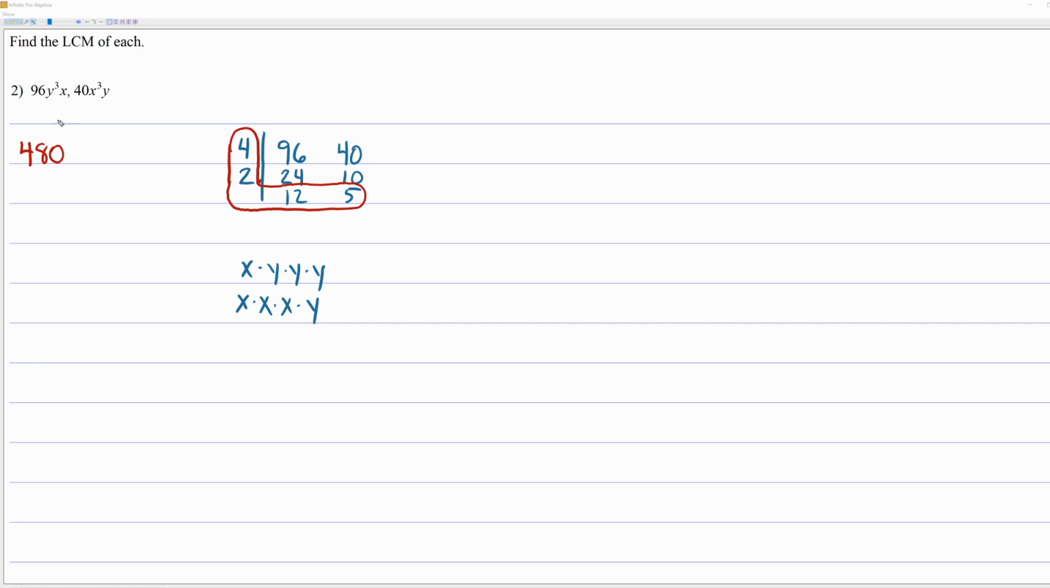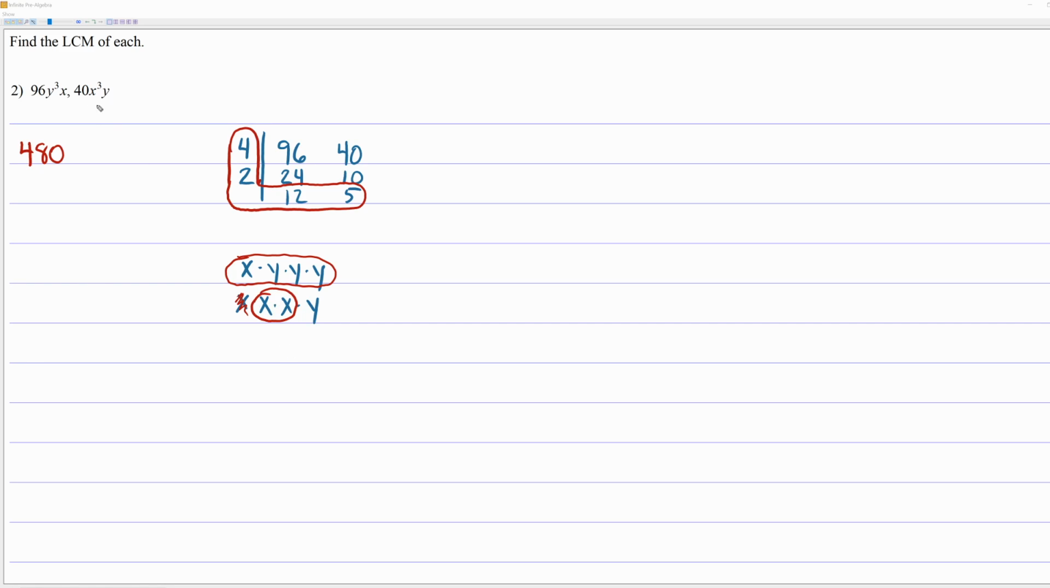So if you want to build a multiple of this first monomial, you need all of these factors, because if you're missing one of these factors, you're not going to be a multiple of 96 y cubed x. You need 3 copies of y and you need an x, so you can't lose any of these, so we need all of these. Well, if you also want to be a multiple of 40x cubed y, you need 3 x's, but you already have one that we circled at the top, so I don't need this x. I do need 2 more though. So I need 3 x's if I'm going to be a multiple of 40x cubed. I have 1 here, so I need 2 more.